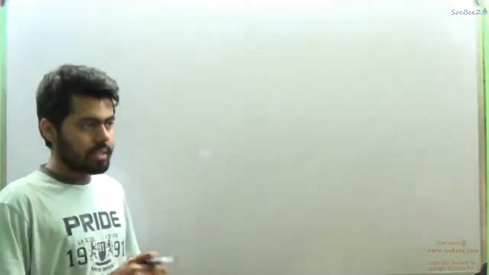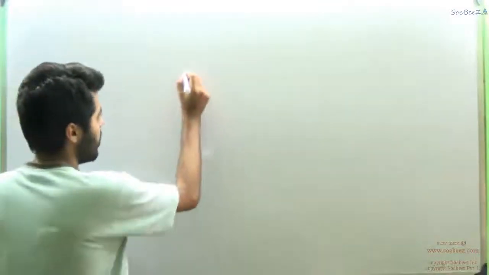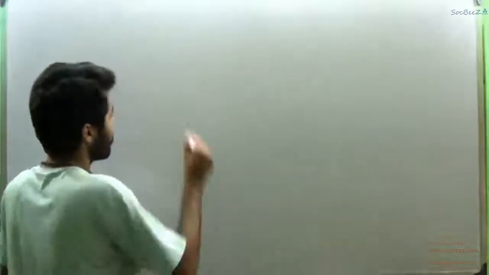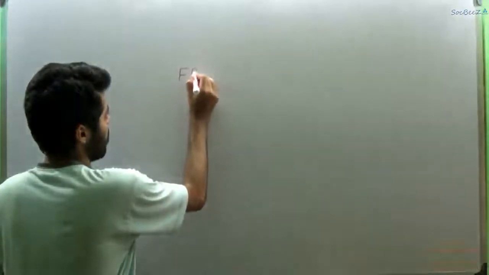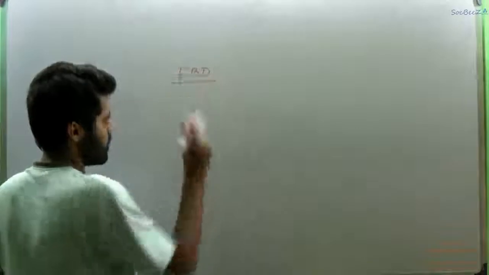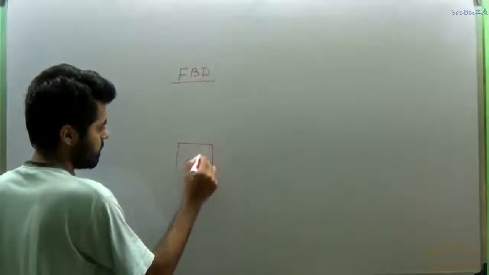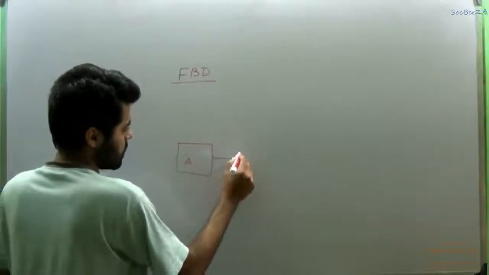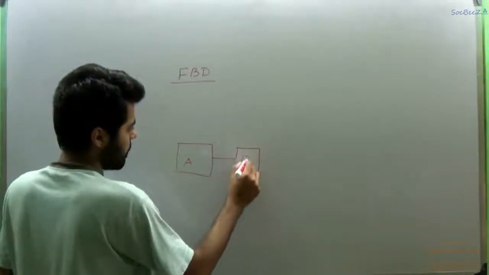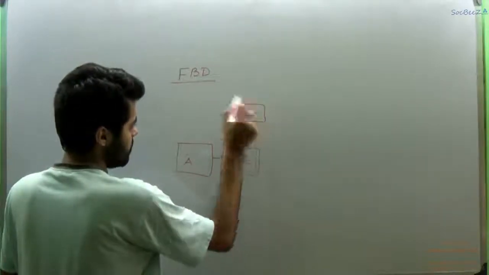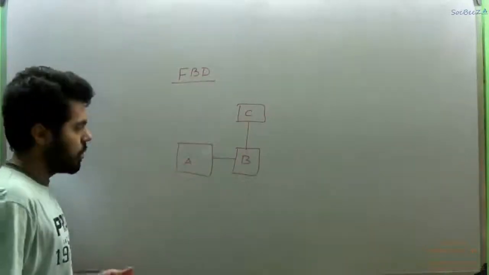So now we will discuss how to solve problems. The first thing is drawing a free body diagram, FBD we call it for short. Suppose there is an object A, and it's connected to an object B. Object B is connected to an object C. This is the system given to us, three objects.